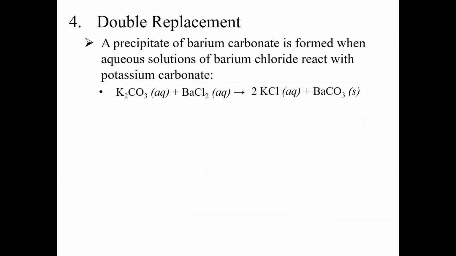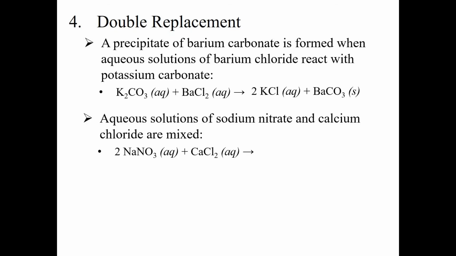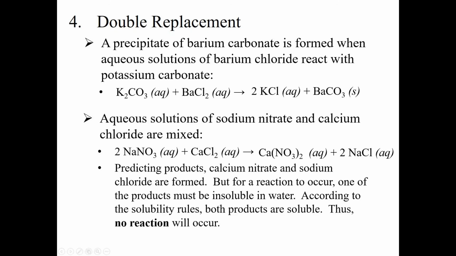Another example, a precipitate of barium carbonate is formed when aqueous solutions of barium chloride react with potassium carbonate. Barium carbonate is the precipitate, or the insoluble solid, formed in the solution. Another example, aqueous solutions of sodium nitrate and calcium chloride are mixed. You might predict calcium nitrate and sodium chloride are the products of this reaction. However, both of the products are in fact soluble in water, so this reaction will not occur.